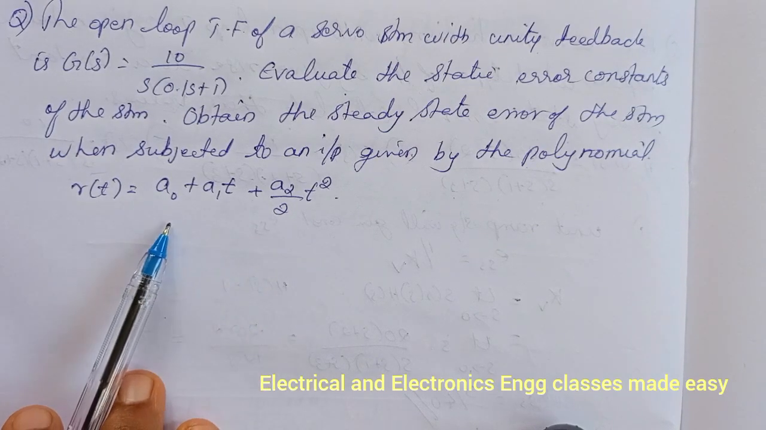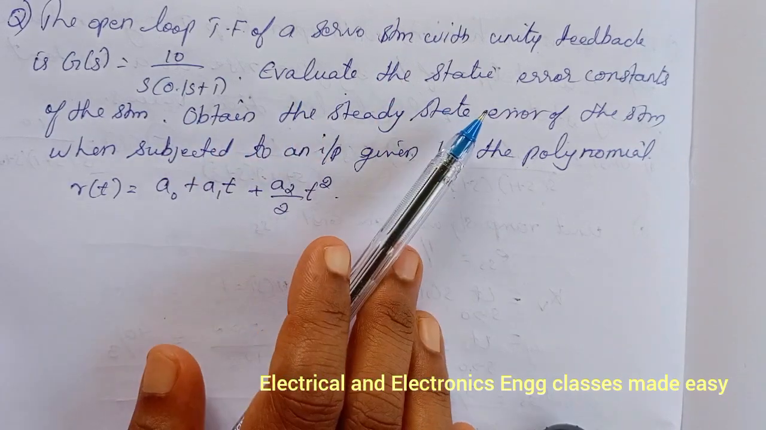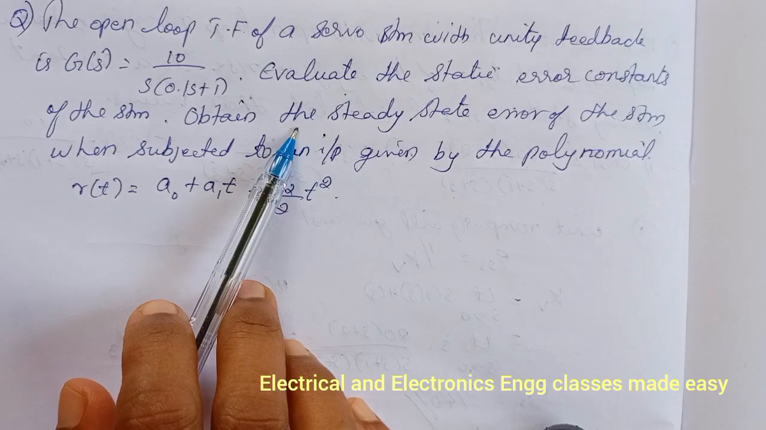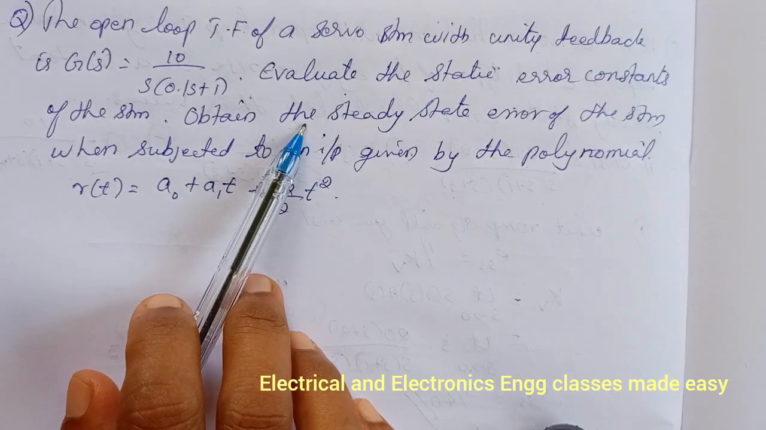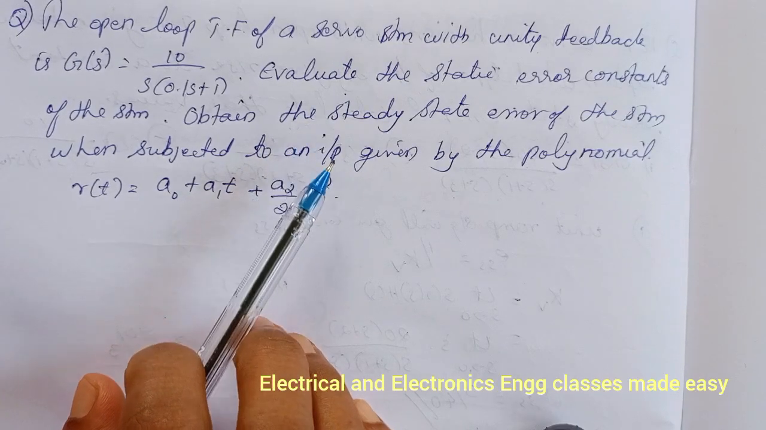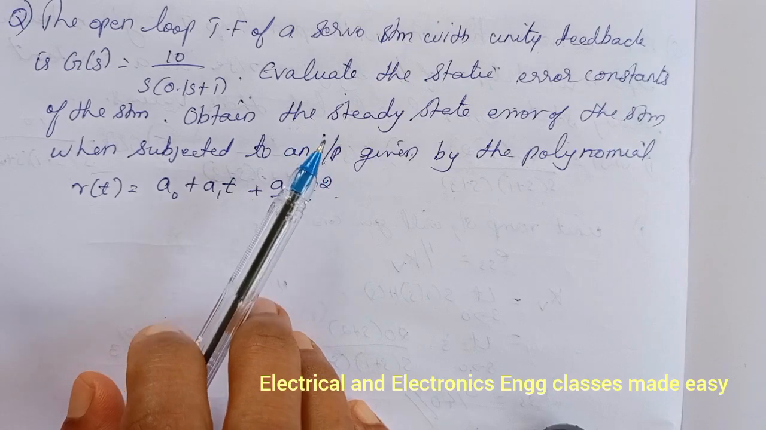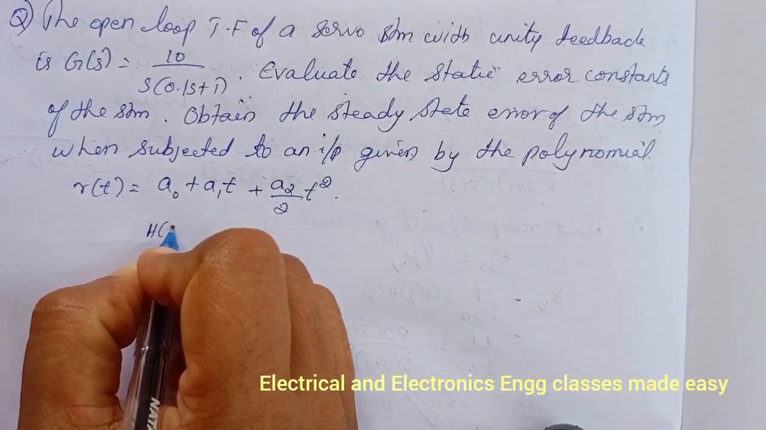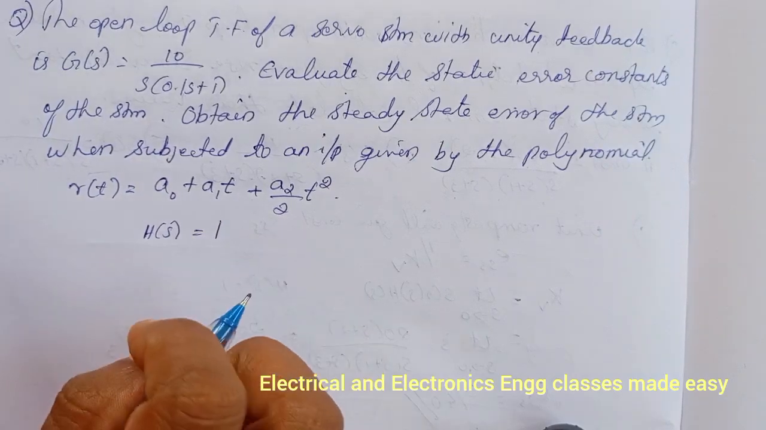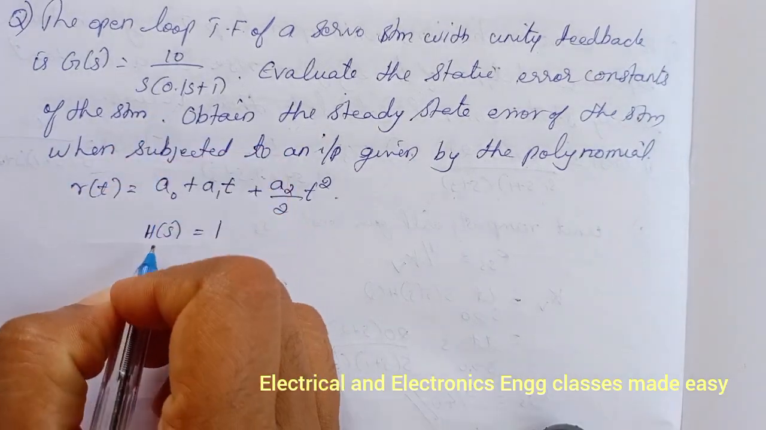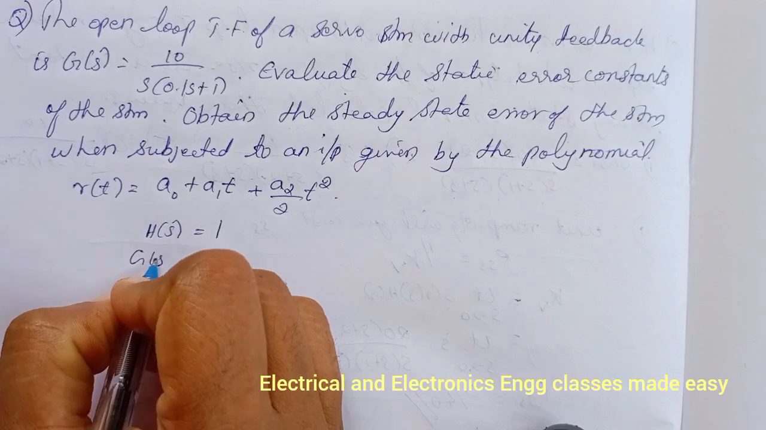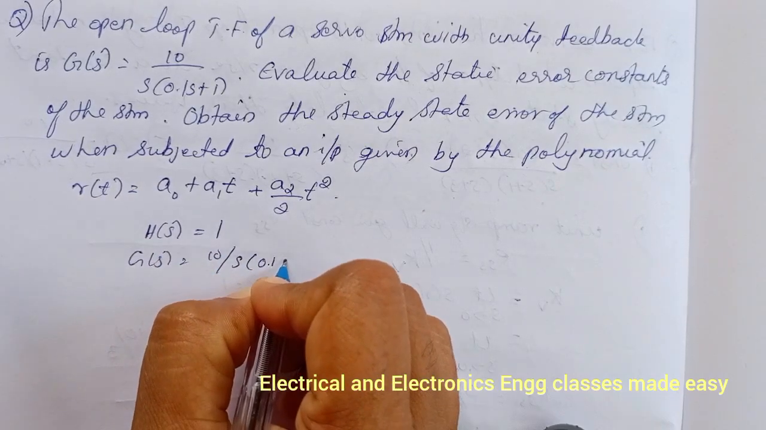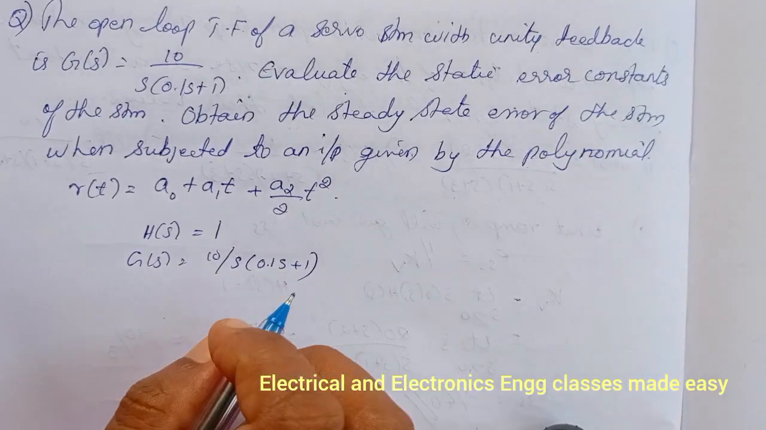So first of all we have to find the static error constants, and static error constants are positional error constant, velocity error constant and acceleration error constant. It is given that it is a unity feedback system, so H(s) is equal to 1. Then the loop transfer function G(s) is given as 10 / (s(0.1s + 1)).